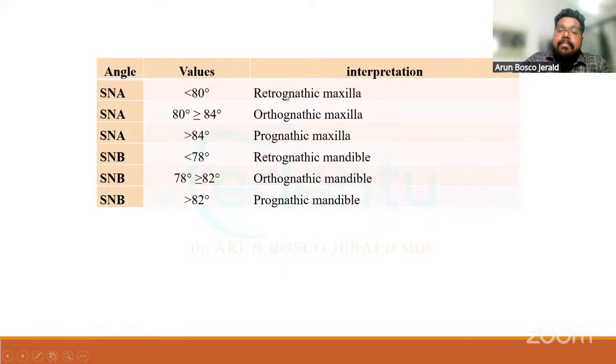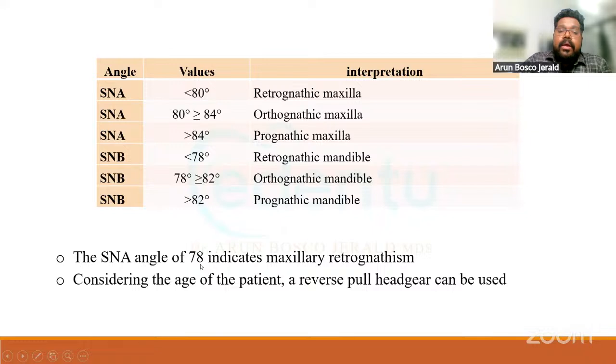Retrognathic means the maxilla is sagittally backwards. Orthognathic means the maxilla is sagittally in normal position. Prognathic means the maxilla is sagittally in front. So the normal value is 82 plus or minus 2. Here, an SNA of 78 is less than 80, so it indicates maxillary retrognathism. Then what about SNB? They have mentioned that the SNB is 80 degrees. The normal value for SNB is 80 plus or minus 2, so it comes under normal range. That indicates an orthognathic mandible.